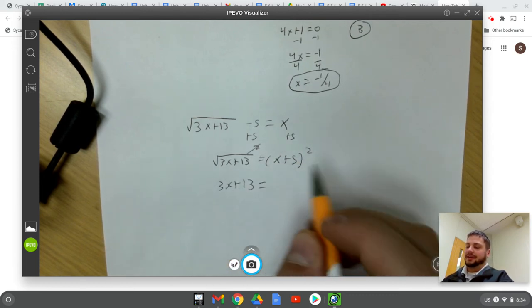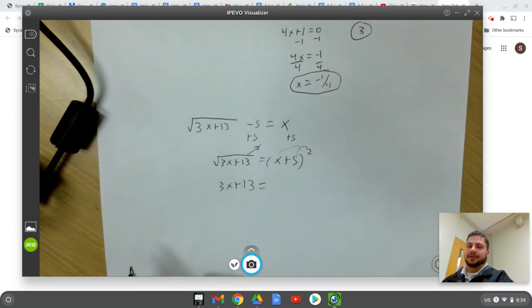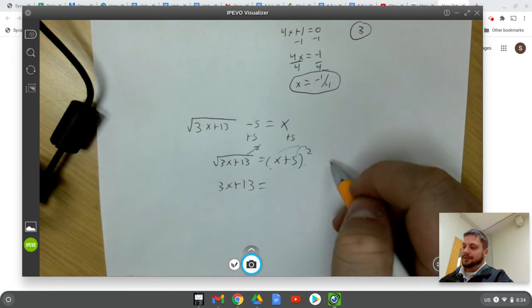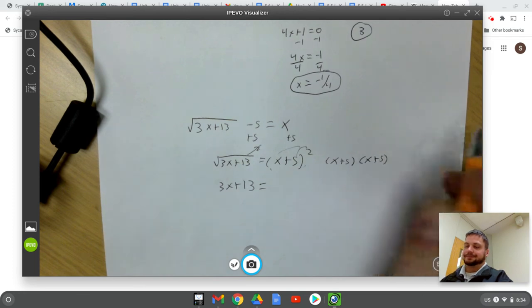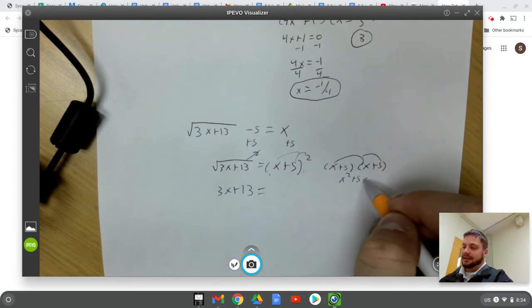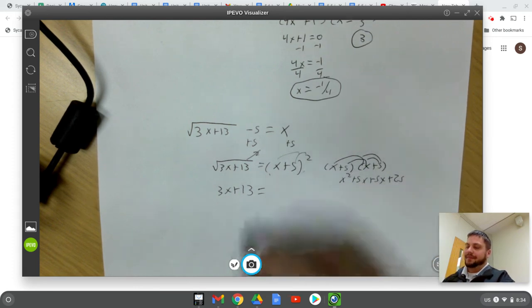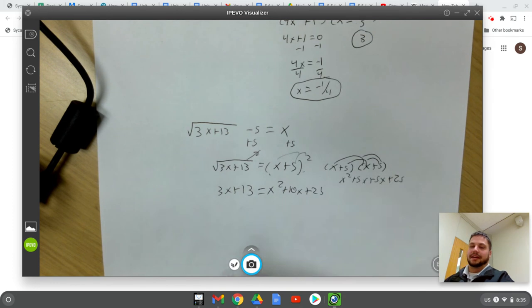Now, this is what I was saying earlier. This is not x squared plus 25. It's not. When I square a binomial, this turns into a FOIL problem. This is x plus 5 times x plus 5. Okay, so I've got x squared plus 5x plus 5x plus 25. So that's x squared plus 10x plus 25.